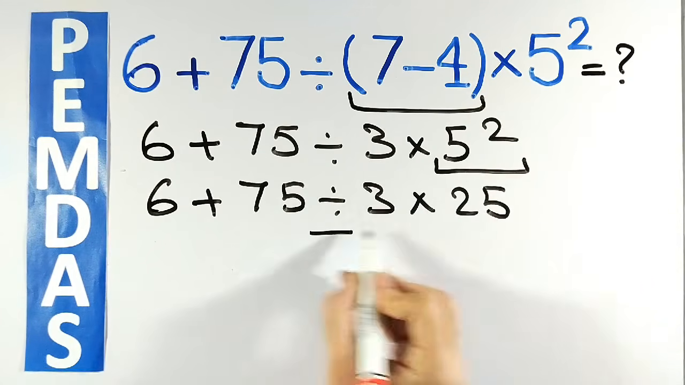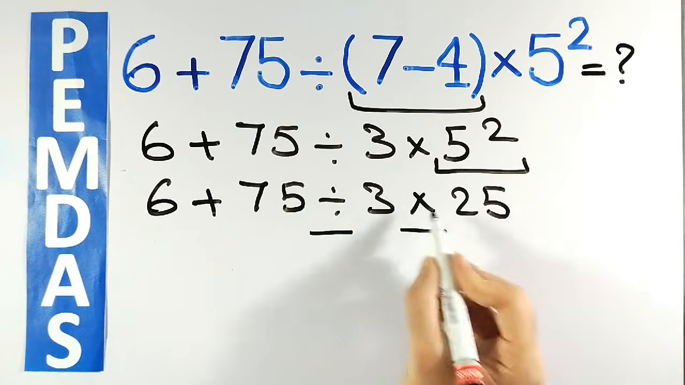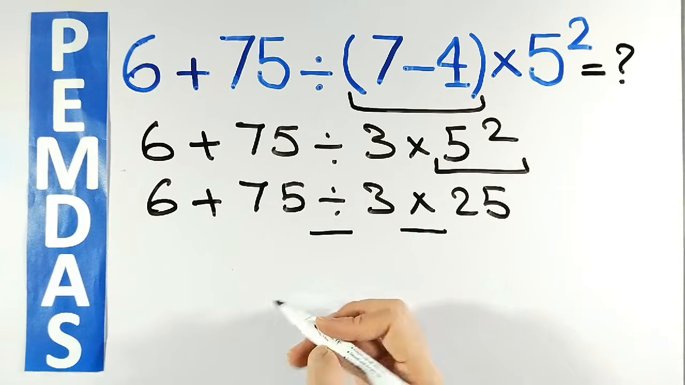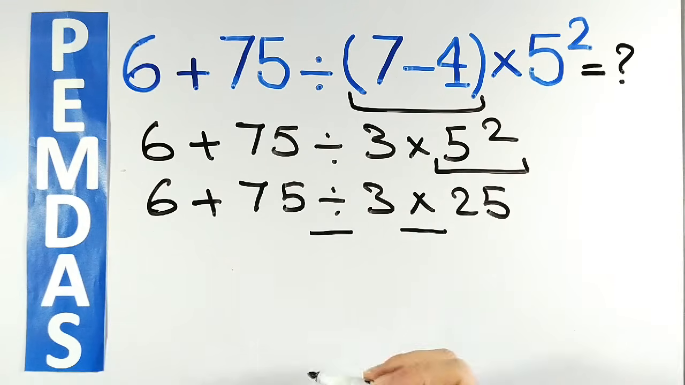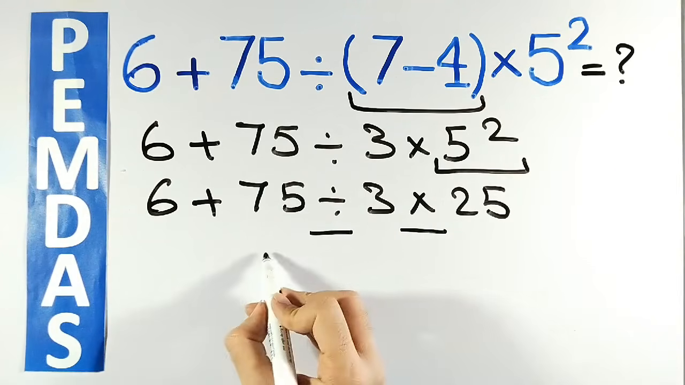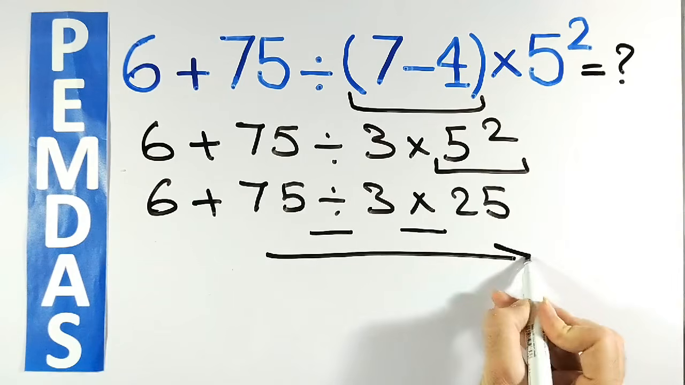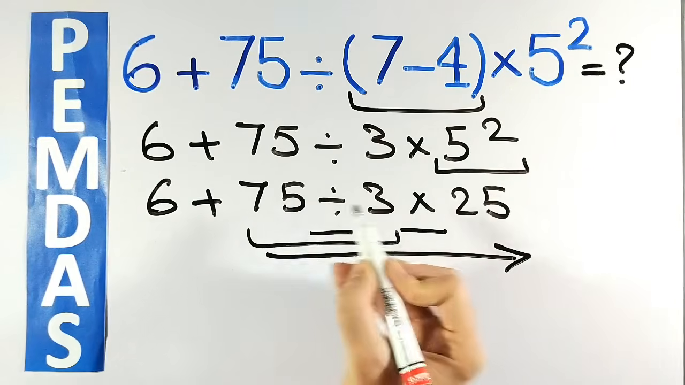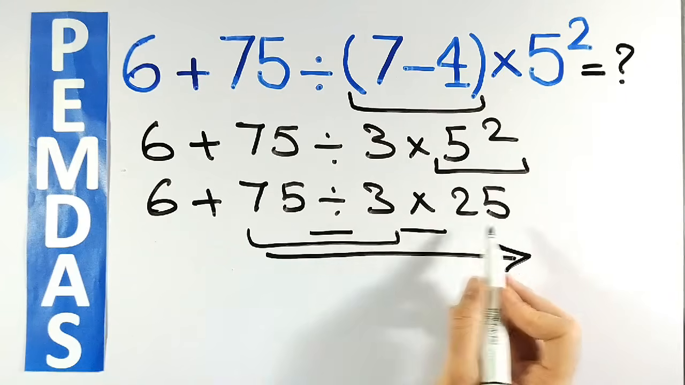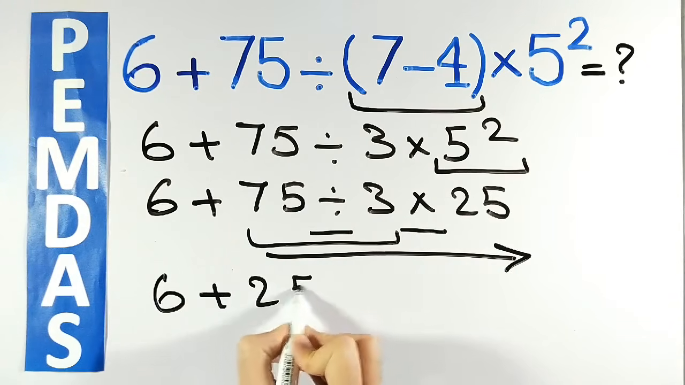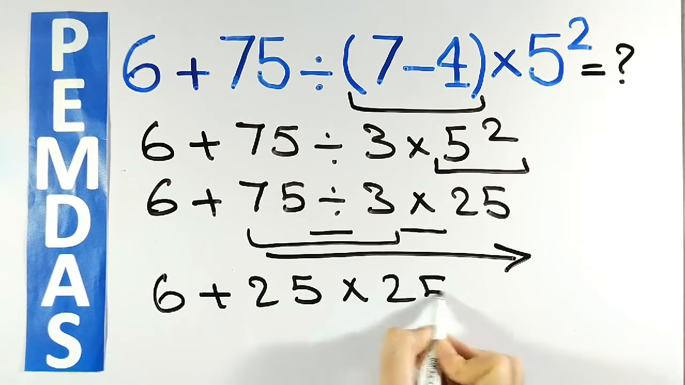Then, we move on to the division and multiplication because these two operations have a higher priority than addition. However, we must pay close attention that multiplication and division have equal precedence and we must perform these two operations from left to right. So, first we go for the division between 75 and 3. And instead of this expression, we can write 6 plus 25 multiplied by 25.